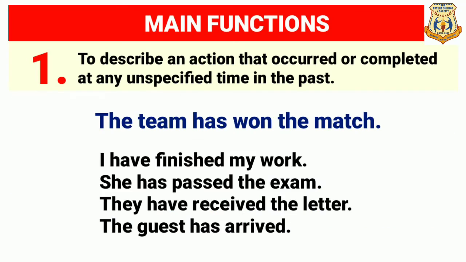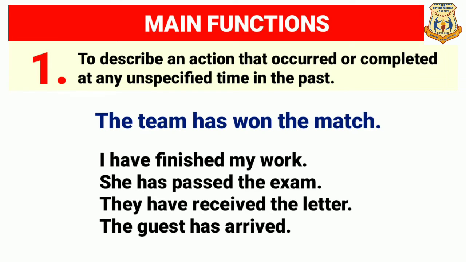Now let's go to the main functions of this tense. Actually, present perfect tense has three main functions and you must log these three functions in your mind. So function number 1, you can see on the screen right now, the present perfect tense is used to describe an action that occurred or completed at any unspecific time in the past. That means it is very clear that if you say something about the past but don't mention the exact time of happening, use present perfect tense.